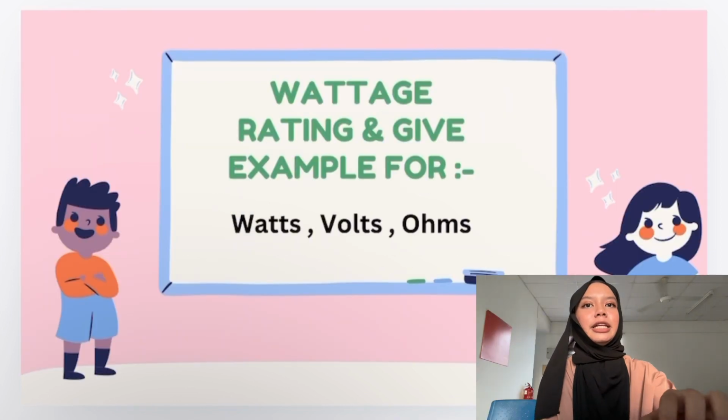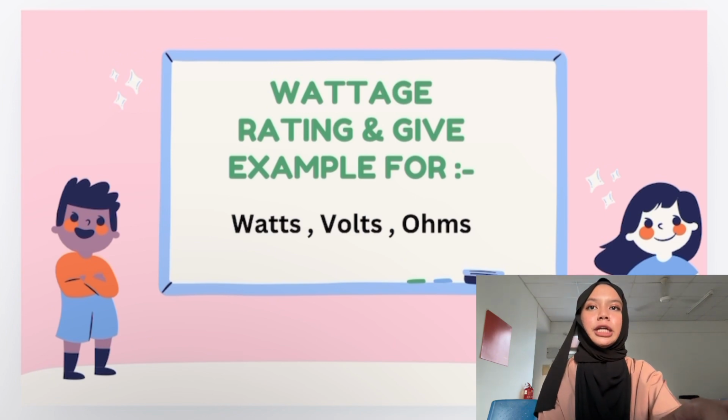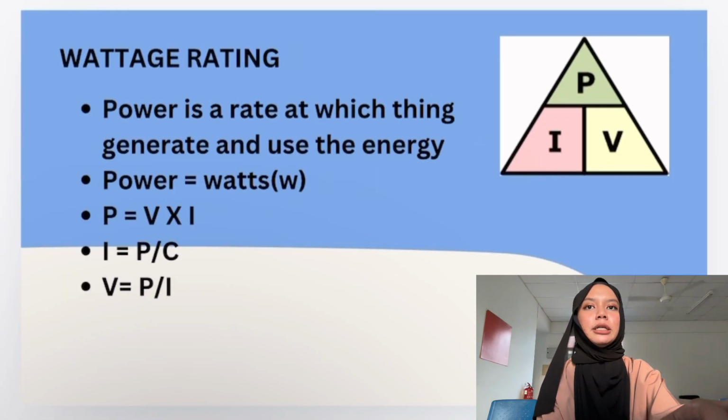Next is voltage rating, and give example for watts, volt and ohm. So voltage rating: power is the rate at which things generate and use energy. Power equation, watts, W, equals volt multiplied by ampere. Ampere equation: I equals power divided by volt. Volt equation: V equals power P divided by ampere I.